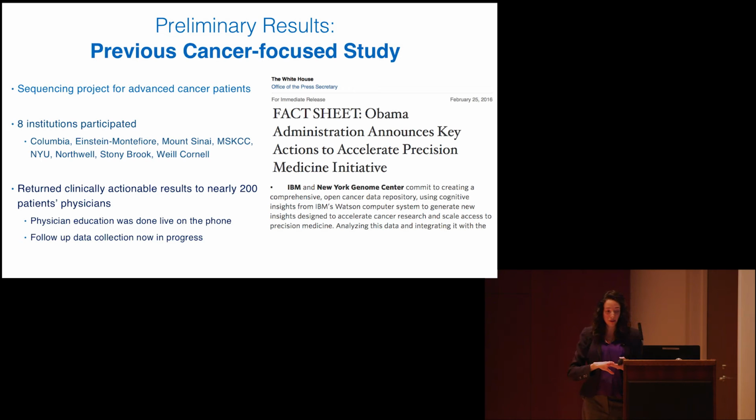So we have now returned results to 193 of our 200. We're almost done. And we found a lot of actionable variants. I would say in over 50% of the patients, we found things that we thought could be incorporated into their treatment. And so what we did was we had a phone call with every single physician on every patient to discuss with them exactly what we found. And so educating the physicians was a big part of this for a lot of the hospitals.